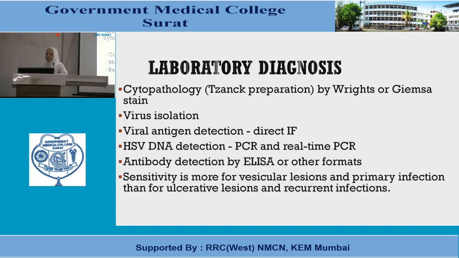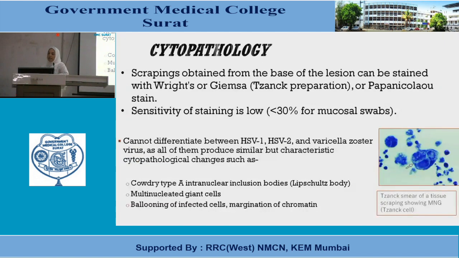This is how the Tzanck smear of the tissue looks, where you can see multinucleated giant cells, the Tzanck cells, in the smear or scraping. So how do you see this? The scraping is obtained from the base of the lesion and can be stained by Wright stain or Giemsa stain, which is called the Tzanck preparation, or you can also do Papanicolaou stain, where it will look pink. The sensitivity is less than 30% of mucosal swabs, and it cannot differentiate whether it is due to HSV-1 or 2 and varicella zoster virus, as all of them will produce similar characteristics.